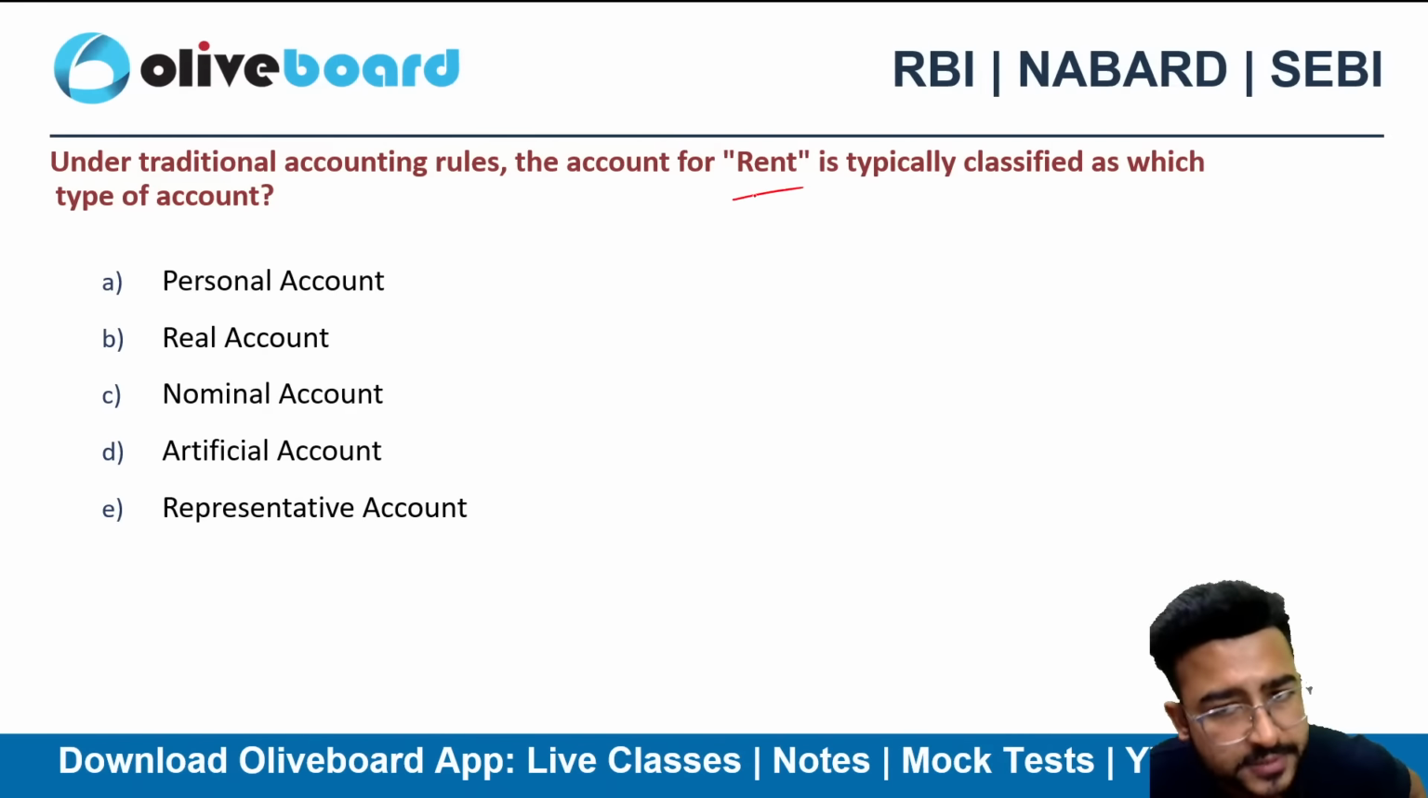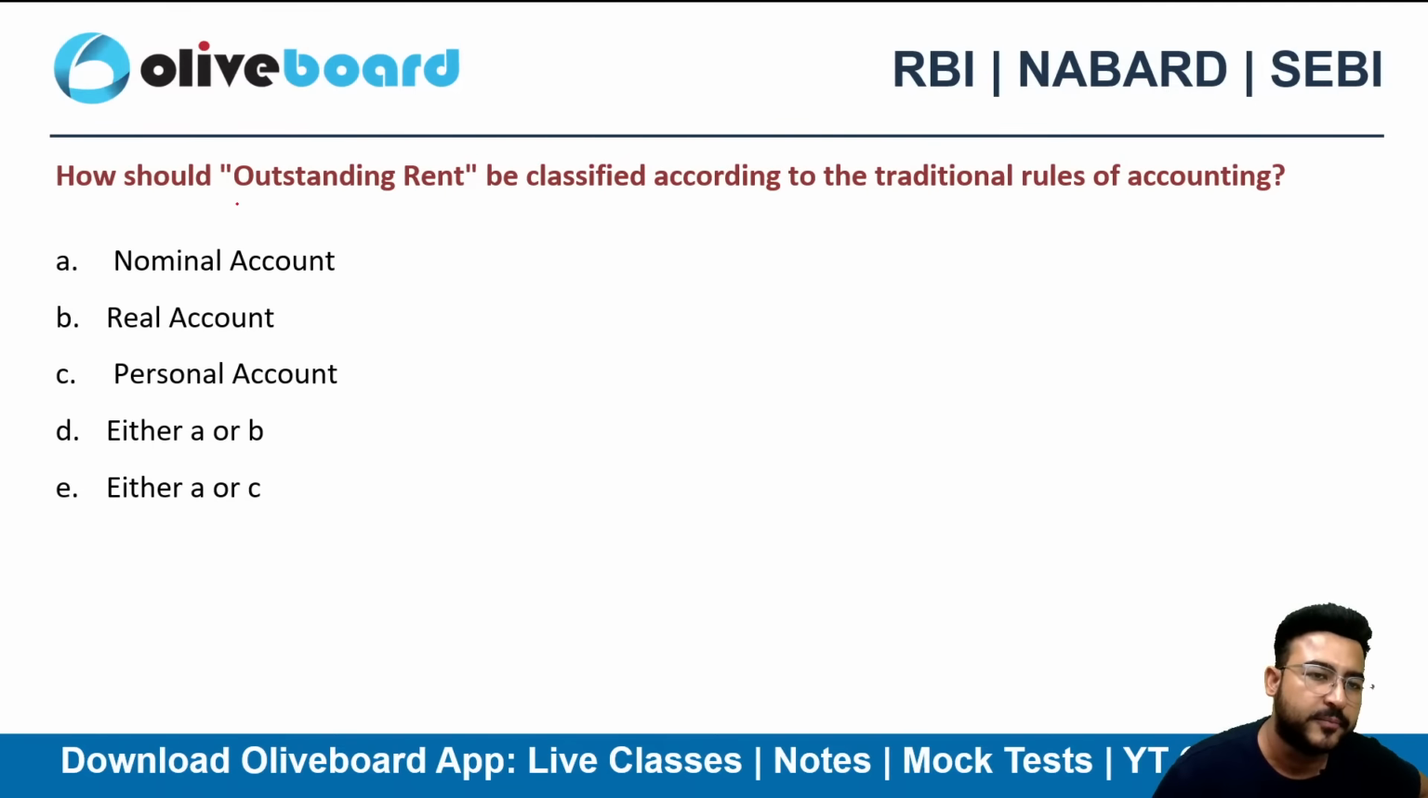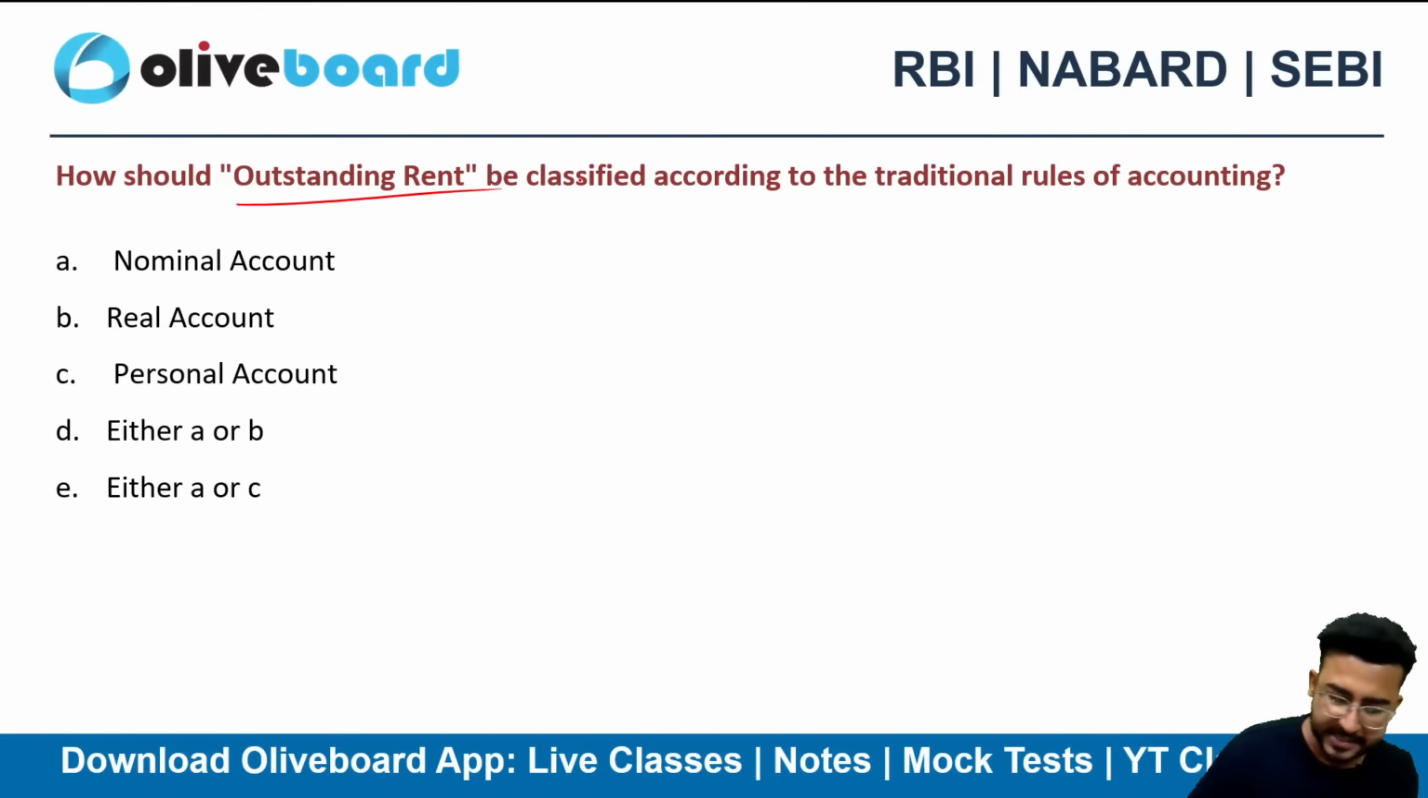The correct choice here is it is a nominal account. Why? Because it can be an income for the landlord, it can be an expense for the tenant. In both the cases, all the income and expenditure related accounts are always nominal. But what about outstanding rent? Will the same classification of nominal account be applicable on the outstanding rent as well, or will it be a different classification?